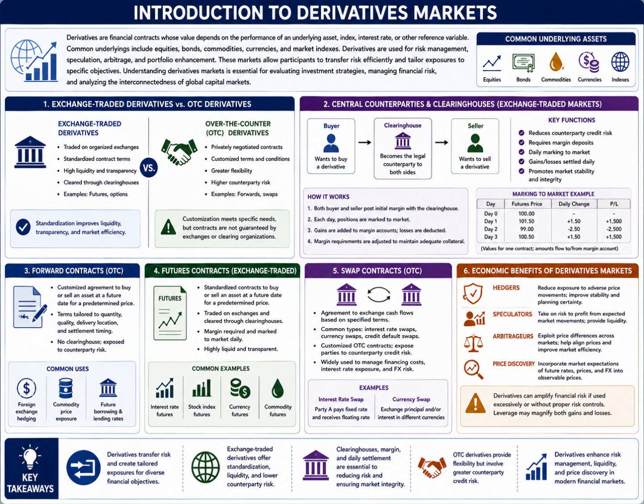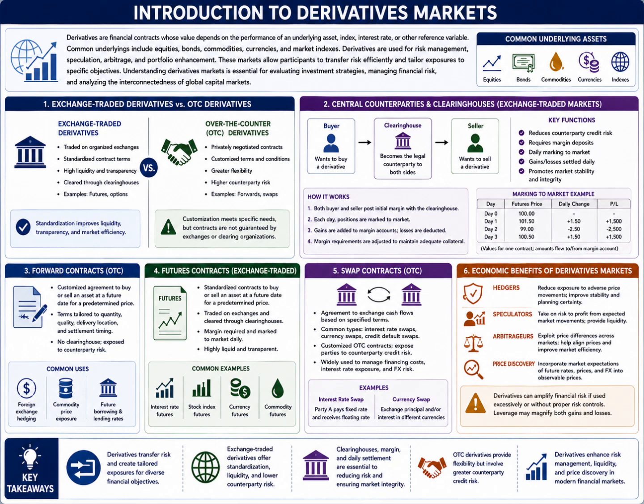To support this process, clearinghouses require margin deposits and conduct daily settlement through a mechanism known as marking to market. Gains and losses are calculated daily and added to or deducted from margin accounts. These risk management systems improve market stability and help ensure the integrity and reliability of derivatives trading activities.